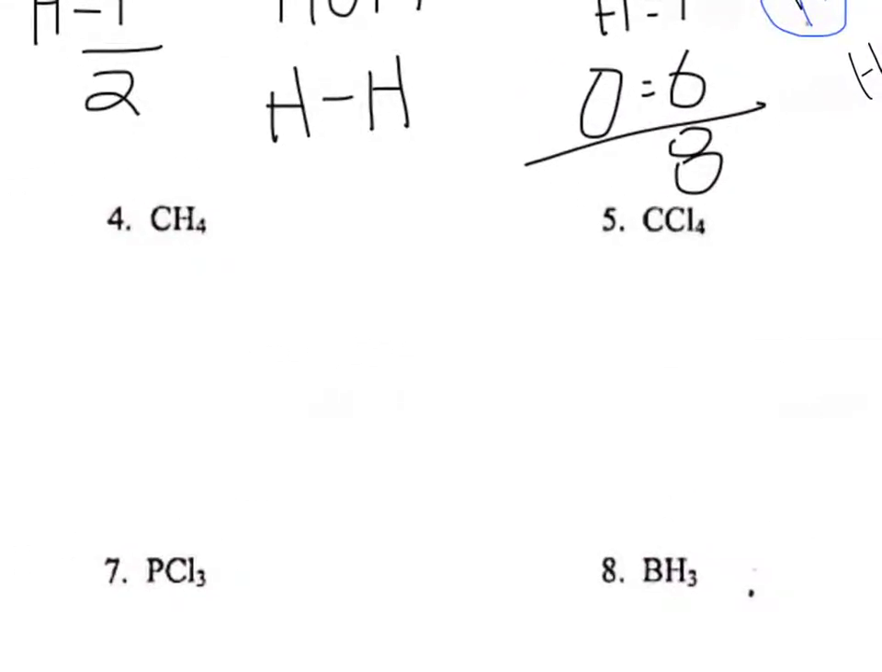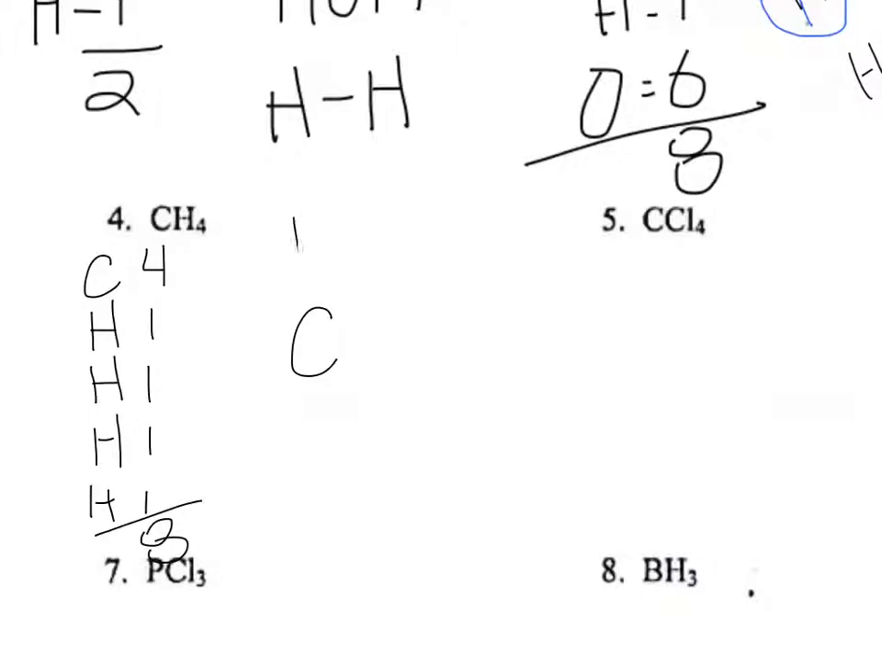Number 4, CH4. Adding them up, C, H, H, H. 4 for carbon. Oops, and there's another H and 1 each for these guys, giving a total of 8. So carbon looks like the central atom. I'm going to draw this for each of the hydrogens. And then the carbon. So it has 4 electrons to spare, and we're going to just start pairing them up.